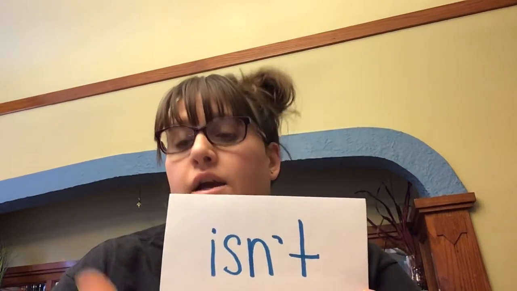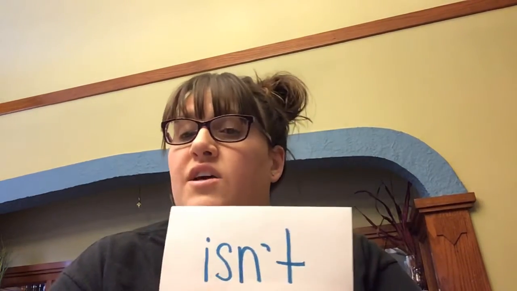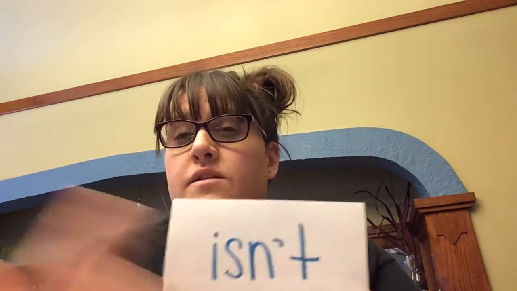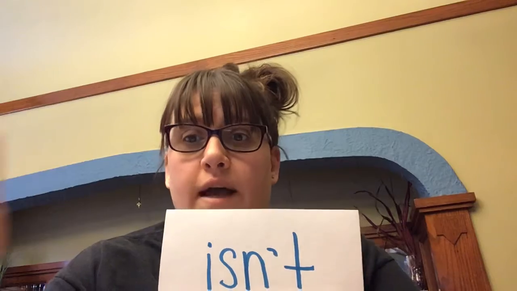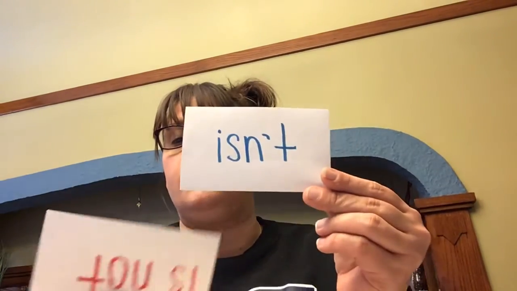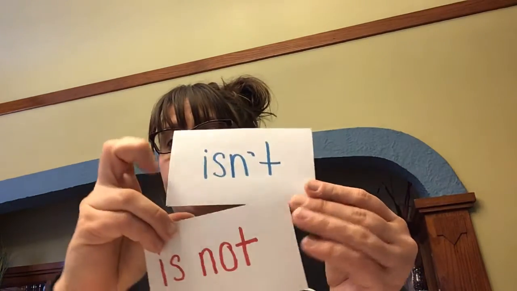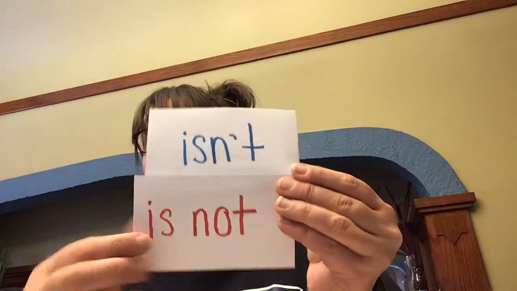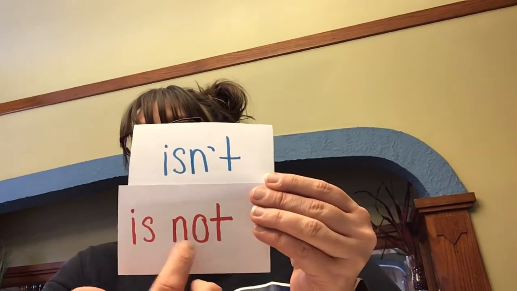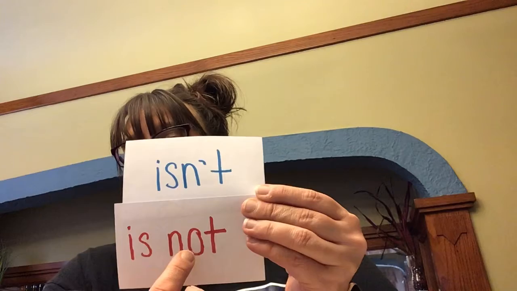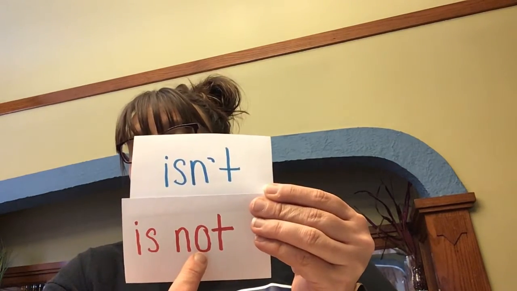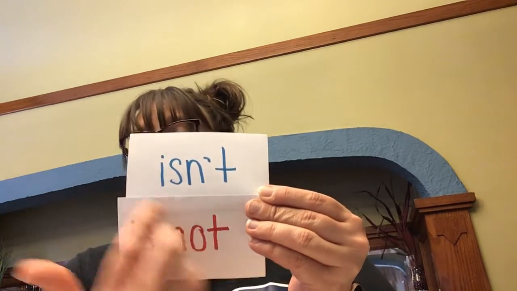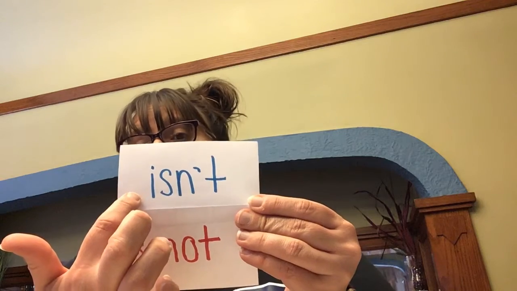This is called a contraction. So this is kind of like a shortened up version of two words using an apostrophe to take the place of one or more letters. So in this case, this is a contraction for these two words, is not. As you can see, there's the IS, the N, that apostrophe takes the place of the O, and then there's the T. So this contraction is isn't.